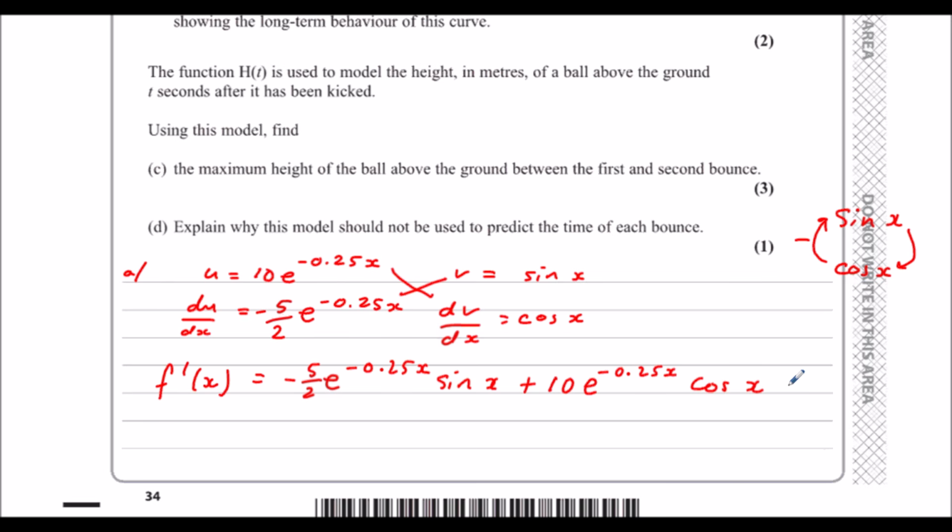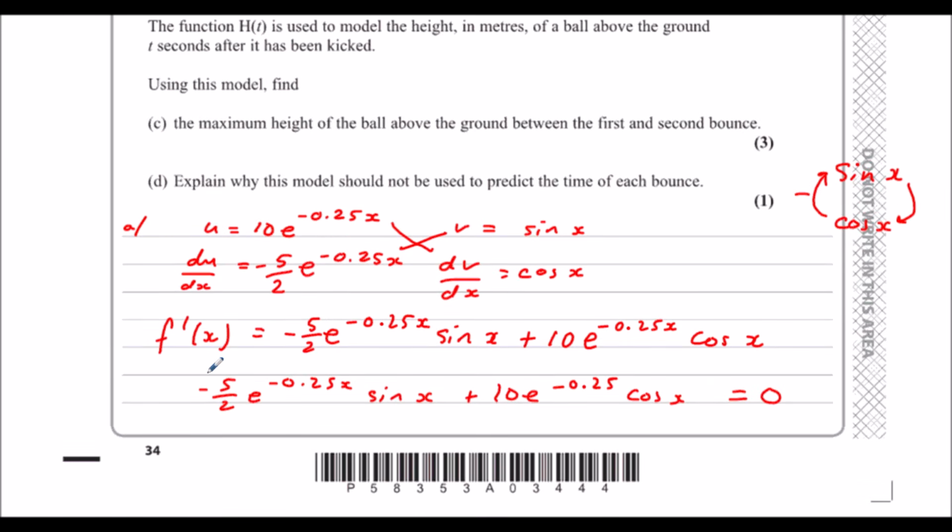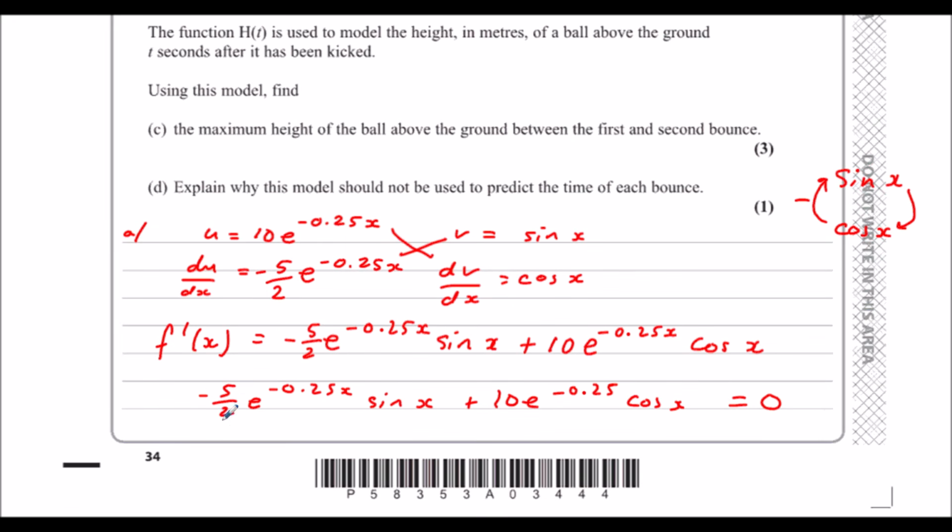The turning points are where this equals 0. So where minus 5 over 2 e to the power of minus 0.25x sine x plus 10e to the power of minus 0.25x cos x is equal to 0. So how can we solve this? Well, we can factorize out the e's. So let's take e to the power of minus 0.25x outside the bracket. And then inside, we're left with minus 5 over 2 sine x plus 10 cos x equals 0.